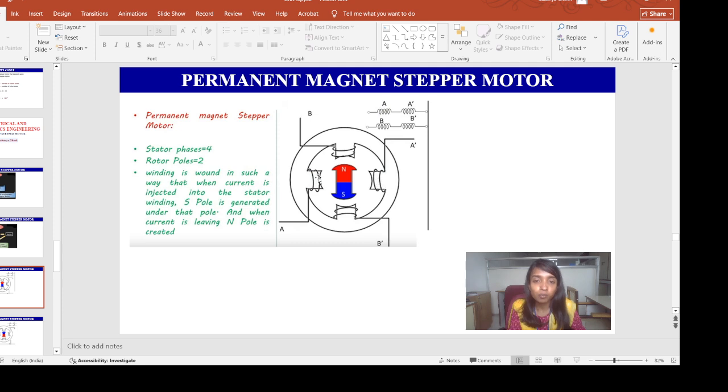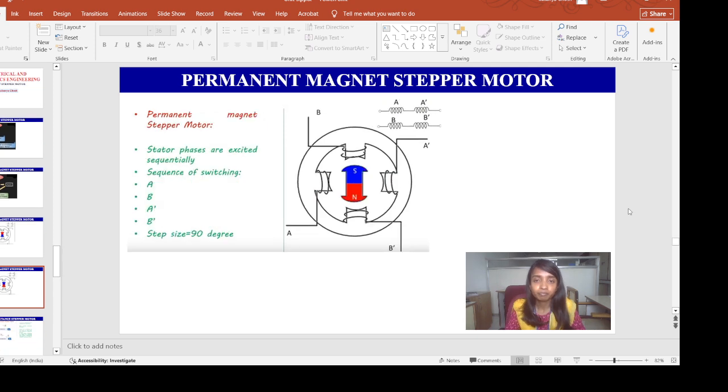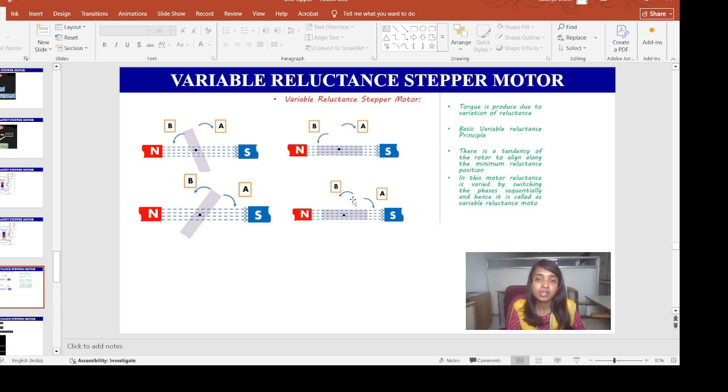So here south pole, here north pole. When we energize B, here south pole, here north pole. When we energize A, here south pole, here north pole. Likewise, the rotor will rotate in the motor. Okay. Next type of stepper motor is a variable reluctance stepper motor.